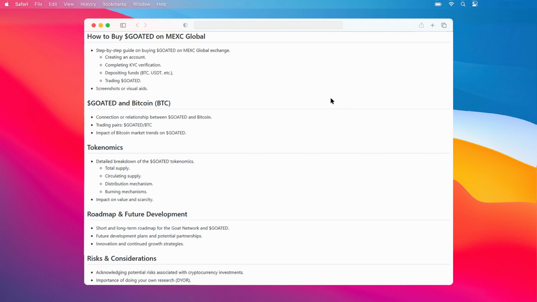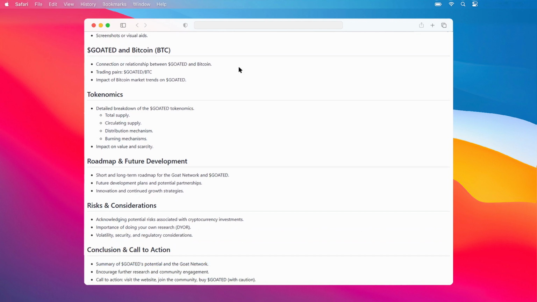along the way. We'll also look at the connection between GOATED and Bitcoin, or BTC, the leading cryptocurrency. This includes understanding the trading pairs, such as GOATED/BTC, and how Bitcoin market trends can impact GOATED's performance.